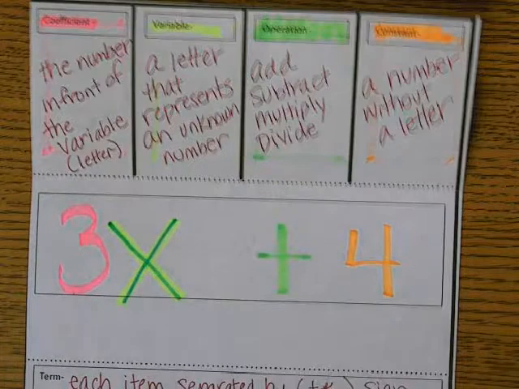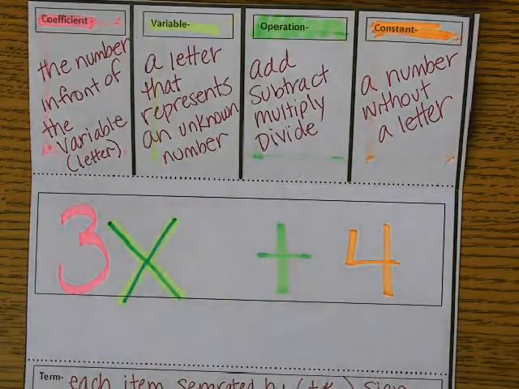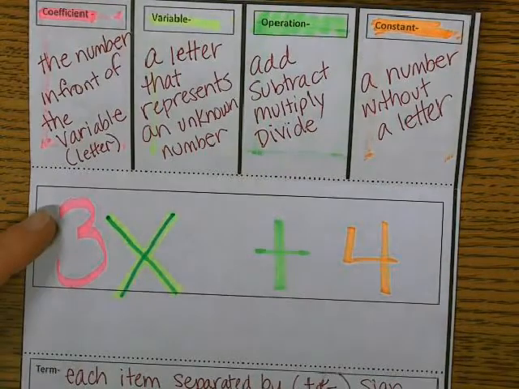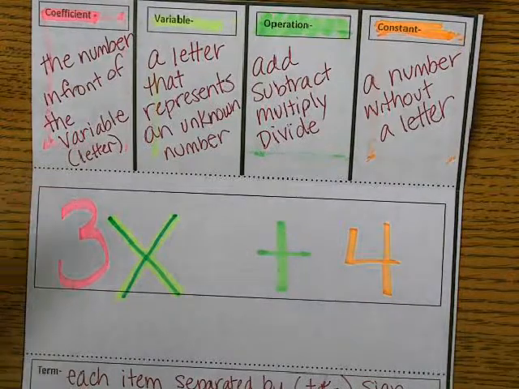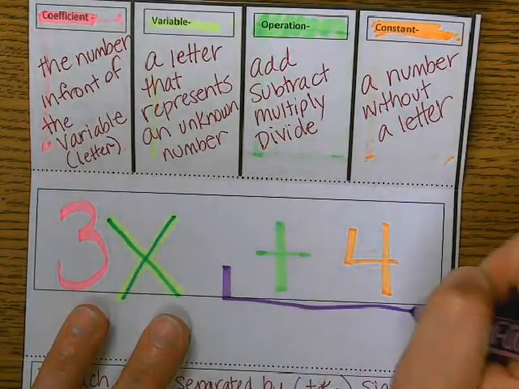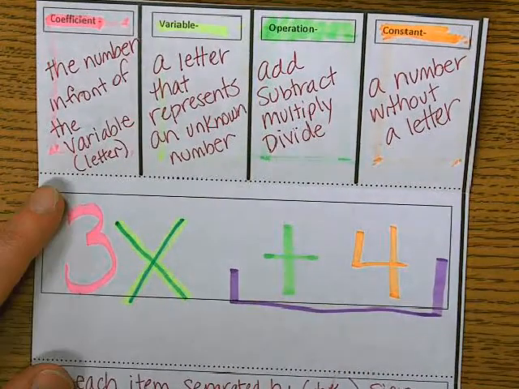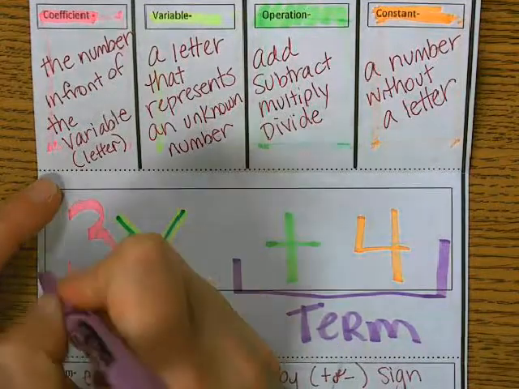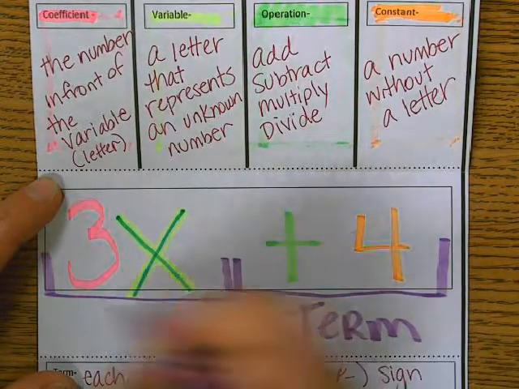This is called an algebraic expression, and it has 2 terms. Remember, it says a term is each item separated by a plus or minus sign. So what you do is you separate it by a plus or a minus sign. So everything gets the symbol before it. So this is a term, and then this one is also a term.